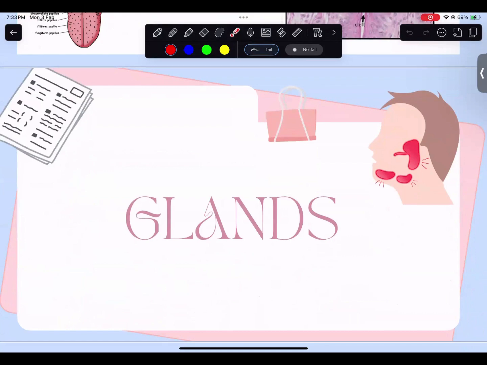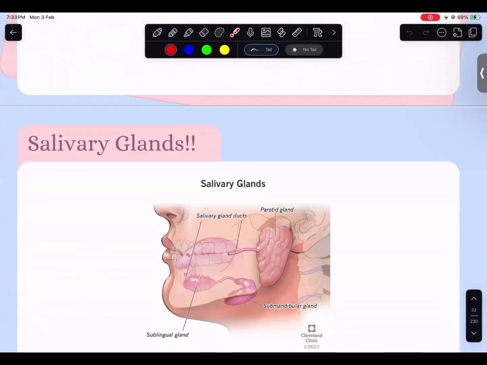Okay, and the tongue. So does anybody have any question for the tongue? Okay, I guess not. We're gonna move on.